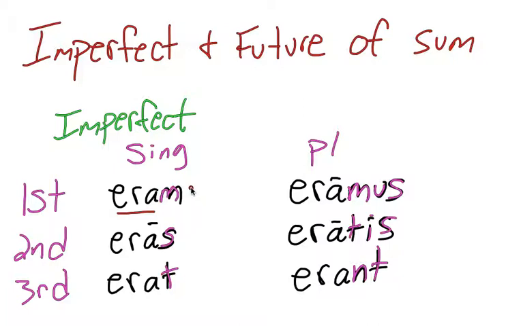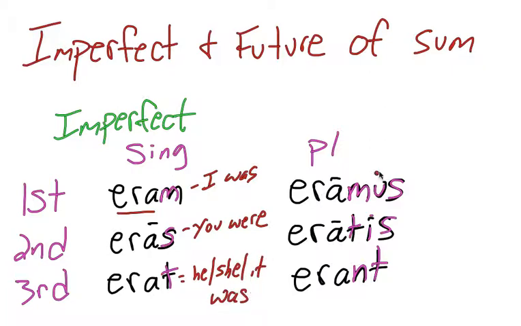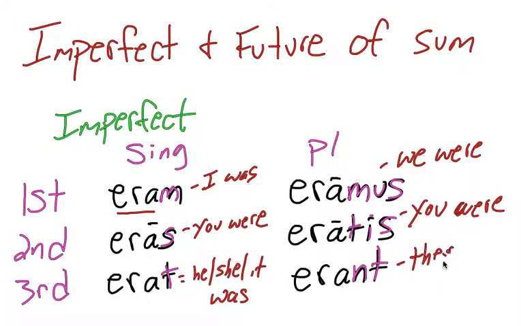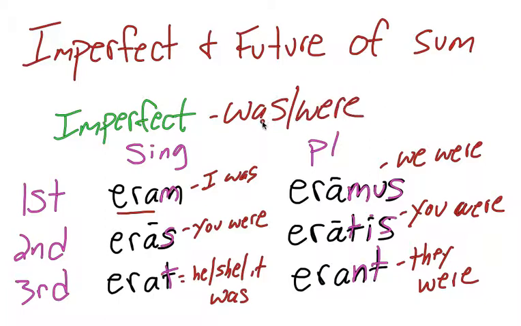When you're translating this, eram is I was, eras is you were, as in you singular, erat is he, she, or it was, eramus, we were, eratis, you all were, and erant, they were. Okay, so that is the imperfect of esse: era plus m, s, t, mus, tis, nt, and remember imperfect means was or were. Now let's look at the future.